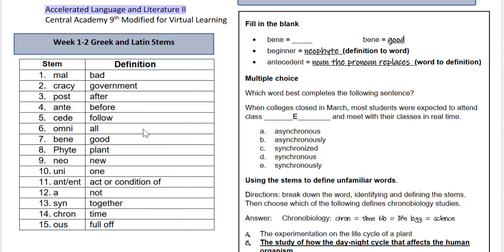You'll memorize these particular stems, and then over here it shows you how you may be assessed on that. So you would have bene equals and a blank, and you would need to be able to write the word good in for that definition.